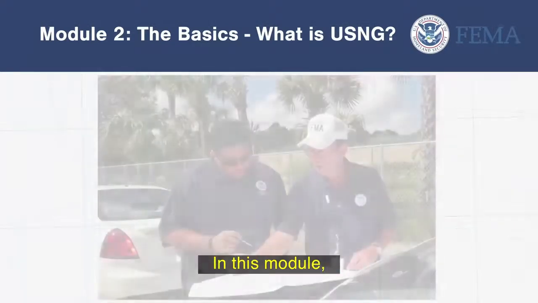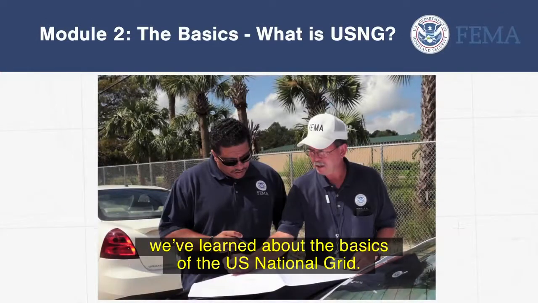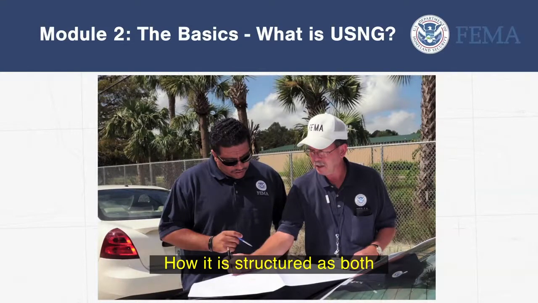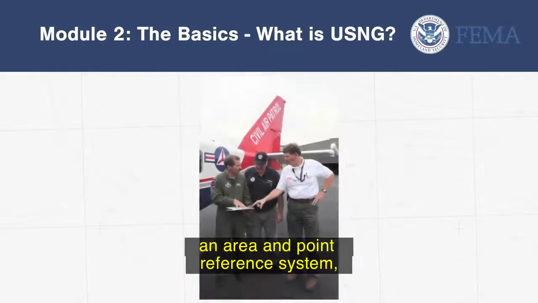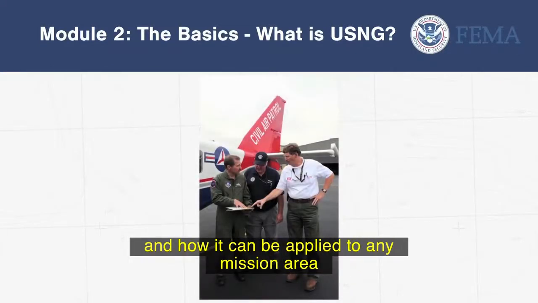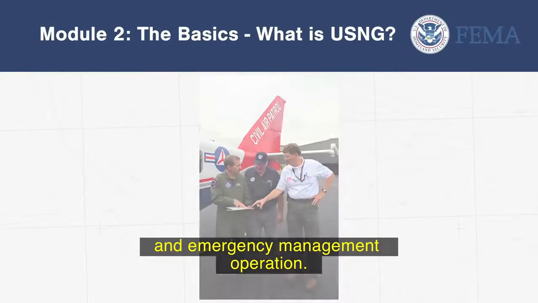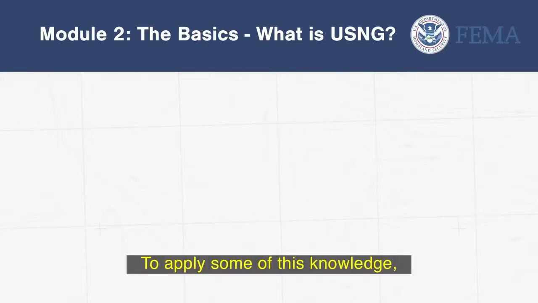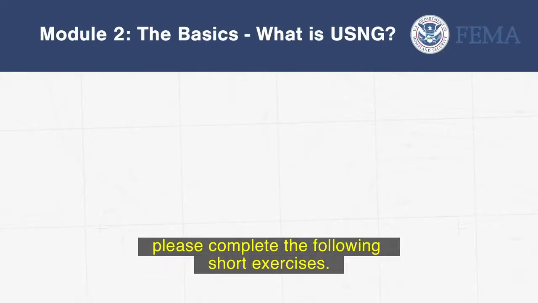In this module, we've learned about the basics of the U.S. National Grid, how it is structured as both an area and point reference system, and how it can be applied to any mission area and emergency management operation. To apply some of this knowledge, please complete the following short exercises.